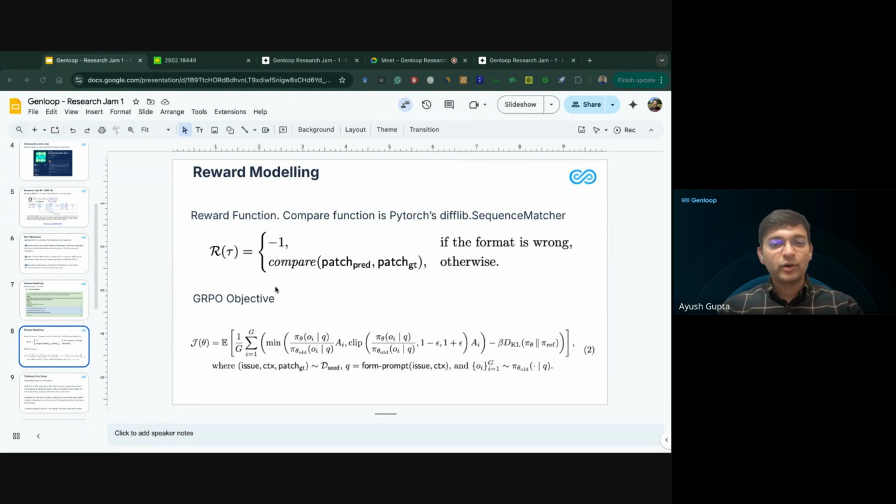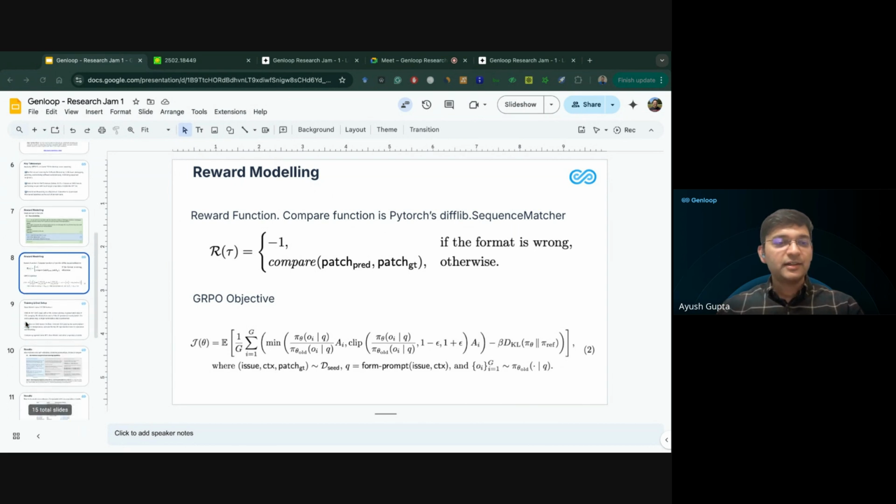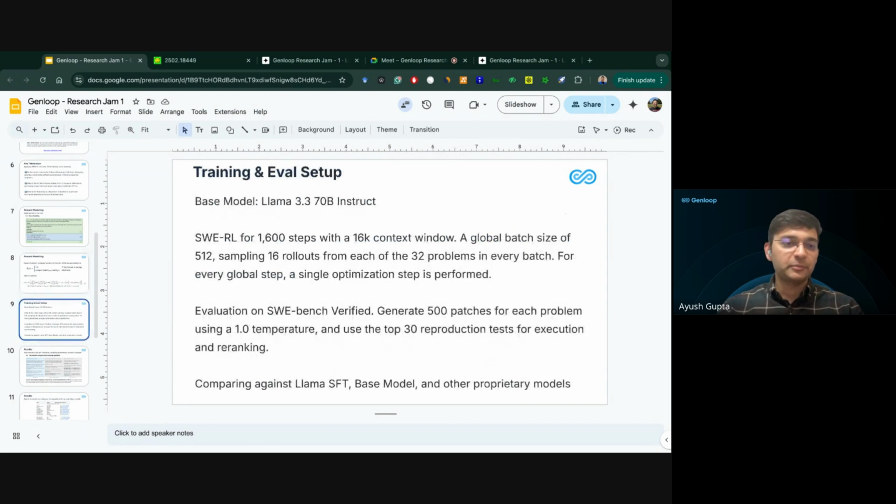But of course, this was the reward and objective that they went with. Nothing bad, it was a good starting point. And this was their training and eval setup. The base model, as we were saying, was Llama 3.3 70 billion instruct.